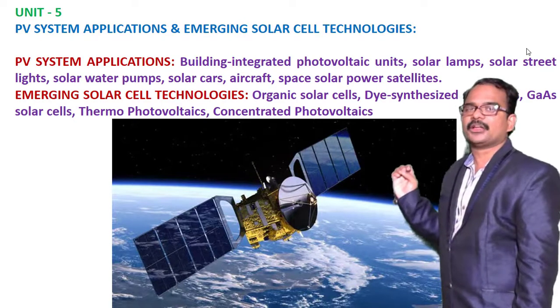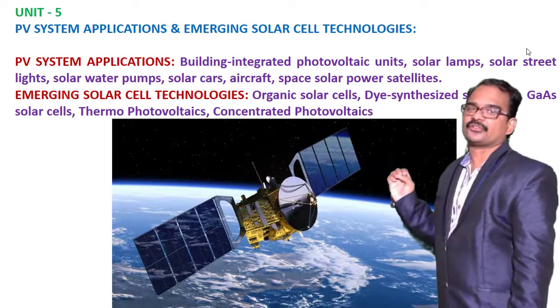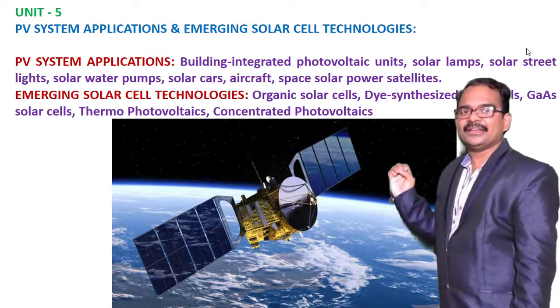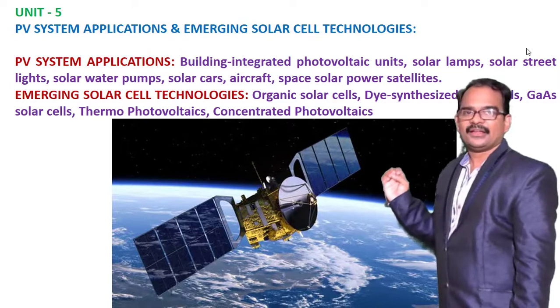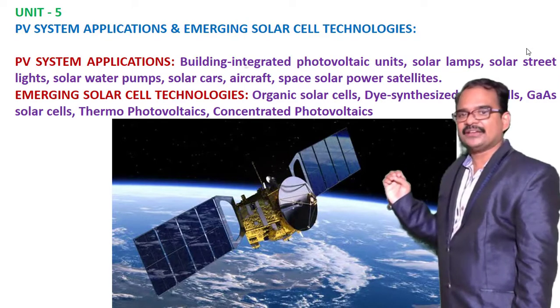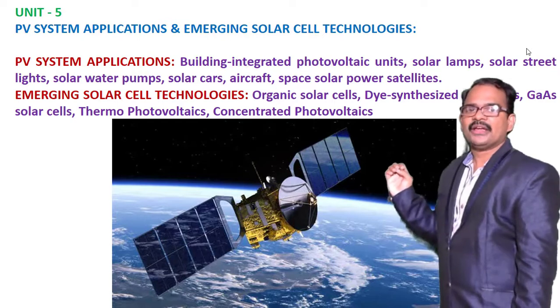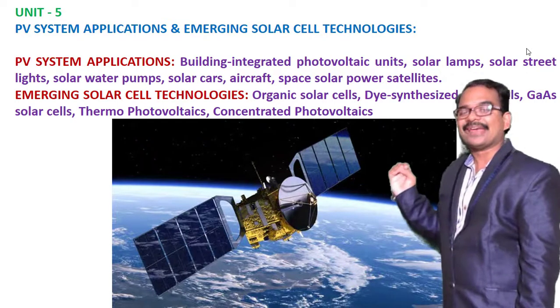And the final unit of this SPVT 2 consists of 2 parts. The first part is solar PV system applications. In this part, we will see the building integrated photovoltaic units, that is BIPV, right? And then solar lamps, solar street lights, solar water pumps, solar cars, solar aircrafts and space solar power satellites.